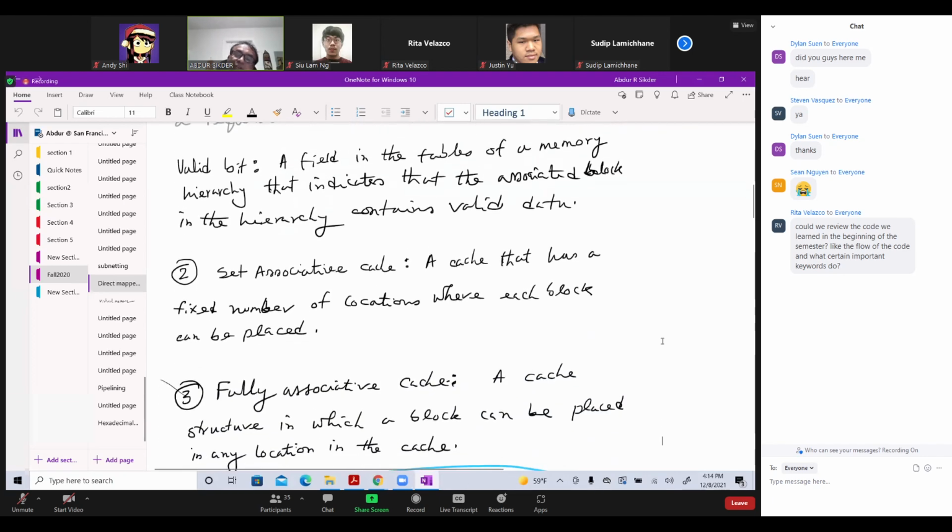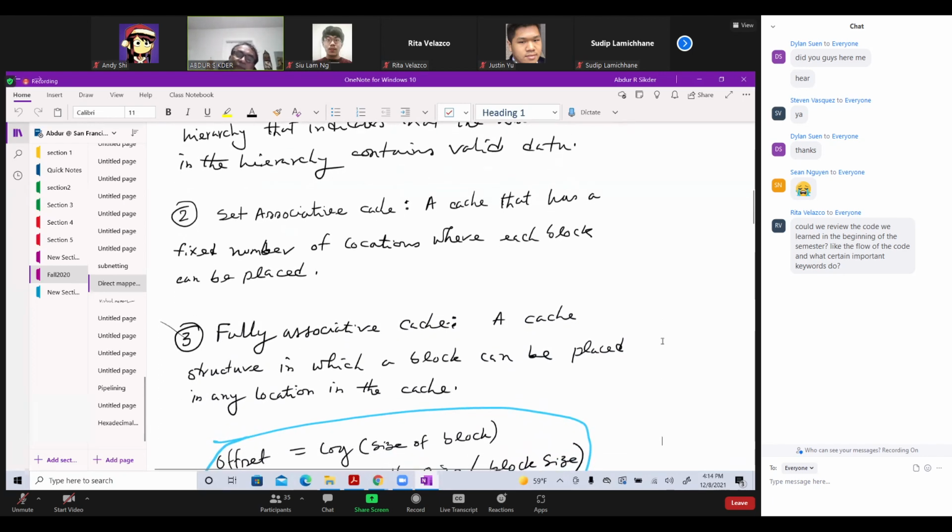And then I have set associative cache, a cache that has a fixed number of locations where each block can be placed. Full associative, a cache structure in which a block can be placed in any location in the cache. So if you want to copy this, copy it. It's in the book.